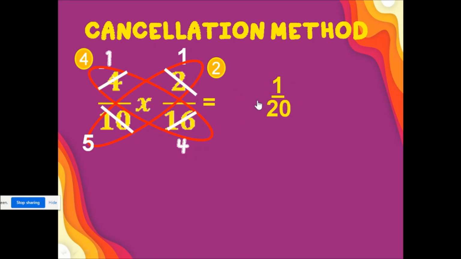So always remember that in multiplying fractions, if a fraction is a mixed number, change it into an improper fraction. After converting it into an improper fraction, you can now multiply the numerator and the denominator. And then, reduce your answer to its lowest term. For an easier method, you can use the cancellation method. Did you get it, grade 6?